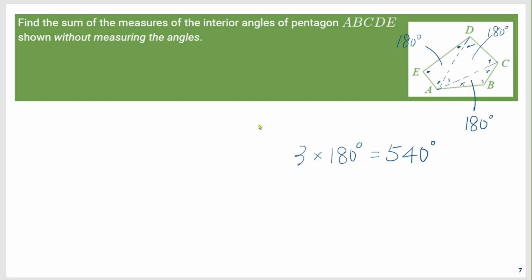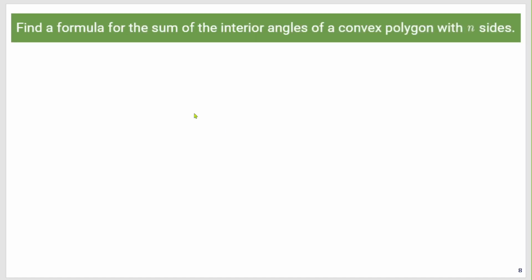And based on this, can you find a formula for the sum of the interior angles of a convex polygon with n sides? Again, when you finish, could you give me your answer in the chat box?